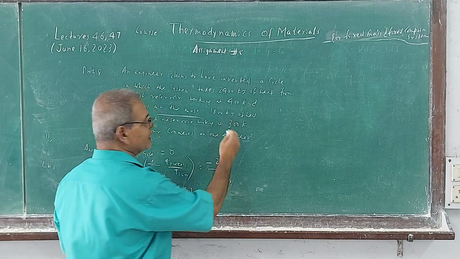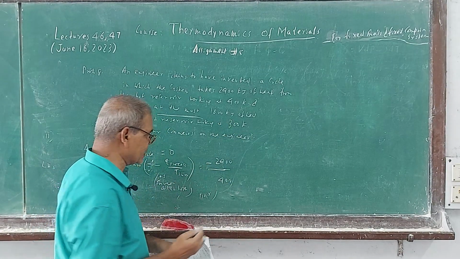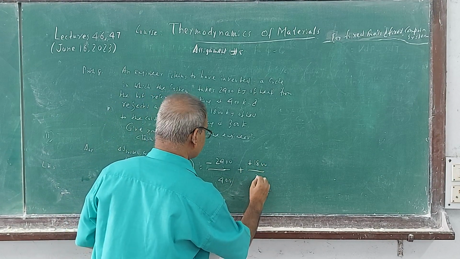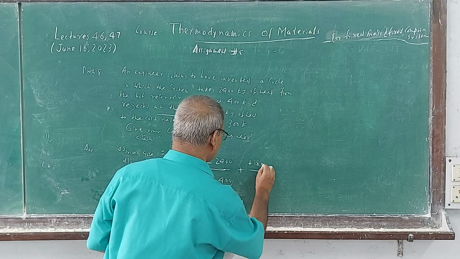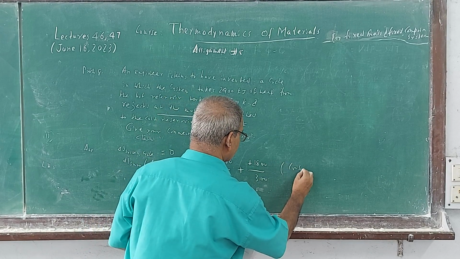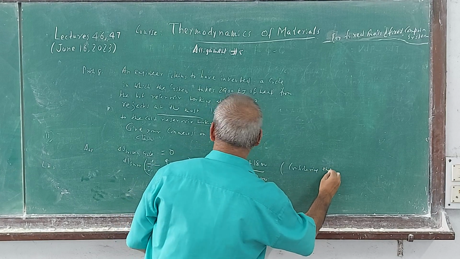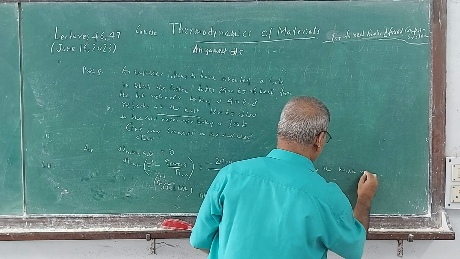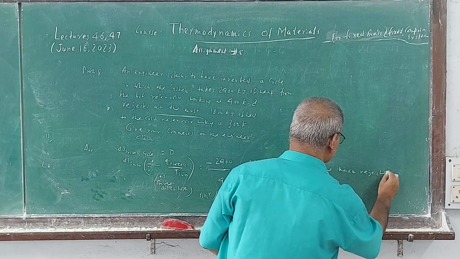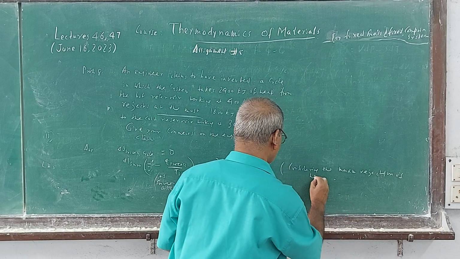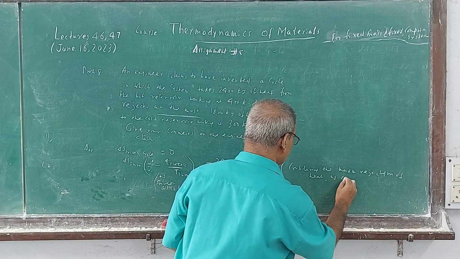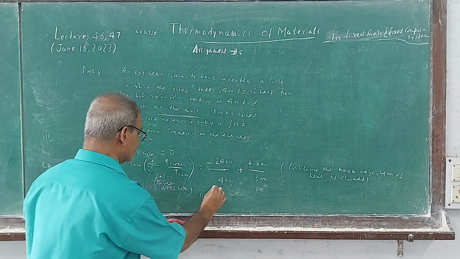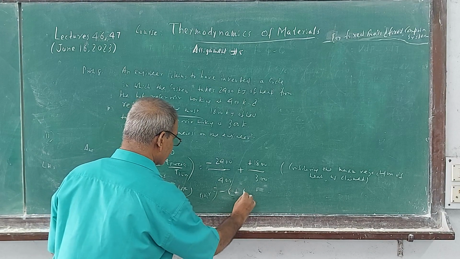The system rejects heat, so the surrounding gets it, so it is plus 1800 by 300, considering the maximum rejection of heat as claimed. Minus 6 plus 6 is 0.